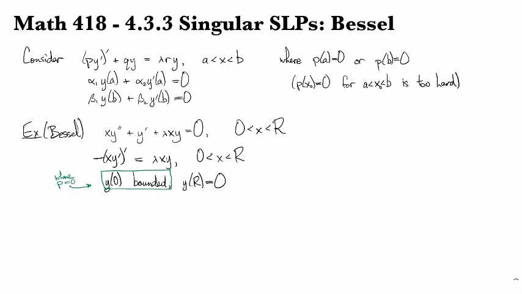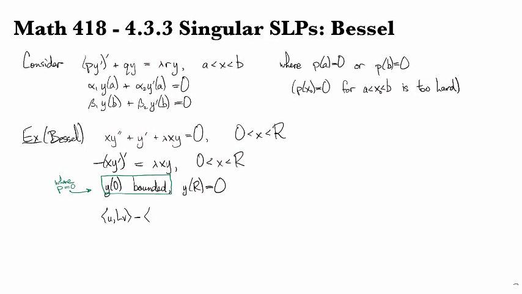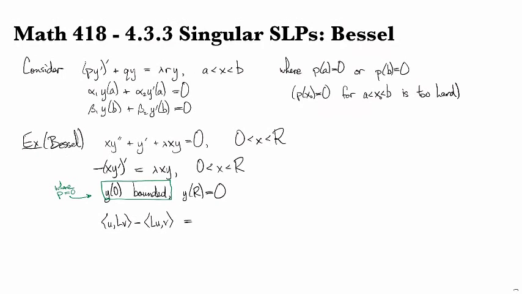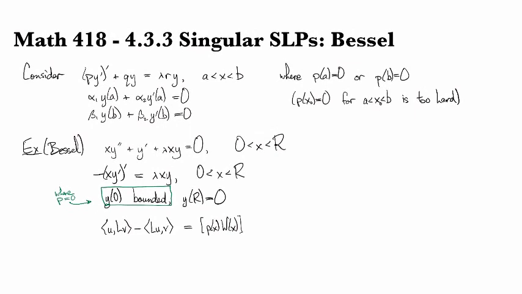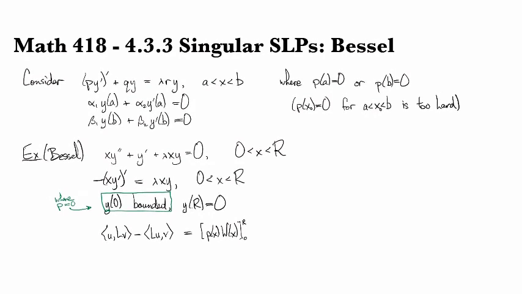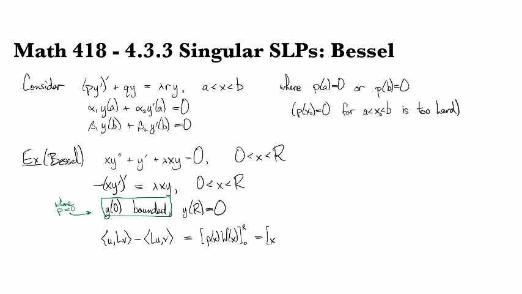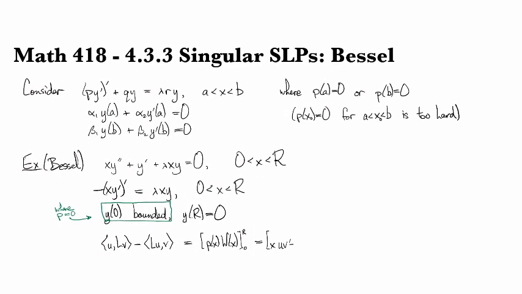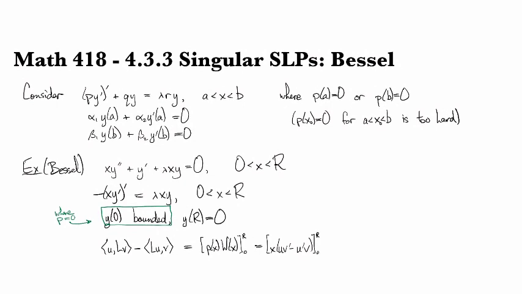Okay, let's check self-adjointness real quickly. So if we have uLv minus vLu, then since this is in Sturm-Liouville form, again, we can use the shortcut of Green's identity. And so this is p times the Wronskian, evaluated from 0 to r. And so for us, p is x, and the Wronskian of u and v is going to be u v prime minus u prime v, and that's from 0 to r.